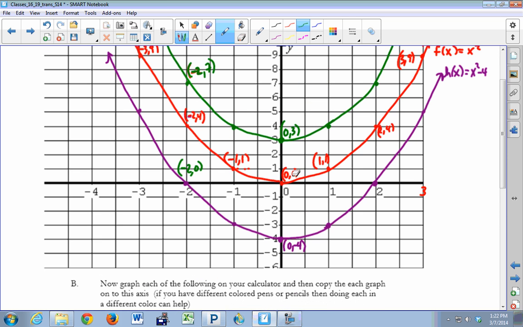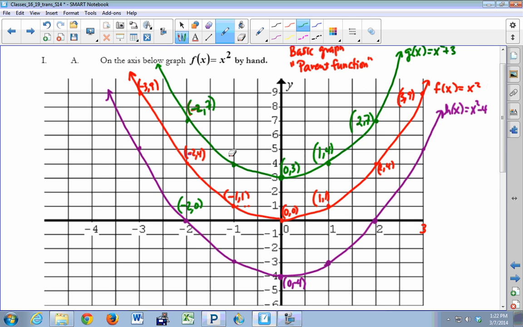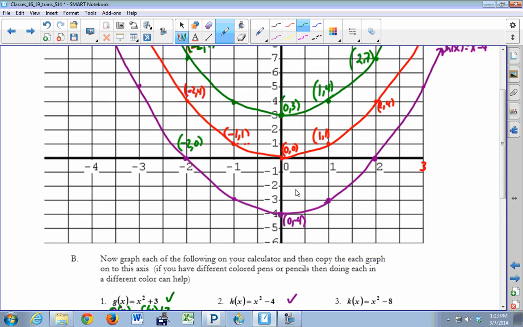So when I square 0, I get 0. If I add 3 to it, I go up to 0, 3. When I square 1, I get 1, and then I add 3 to it, so I have 1, 4. When I put 2 in for x, I square it, I get 4, and then I add 3 to it, I get 2, 7, and so forth. So the graph of x squared plus 3 is this green graph that you see here.